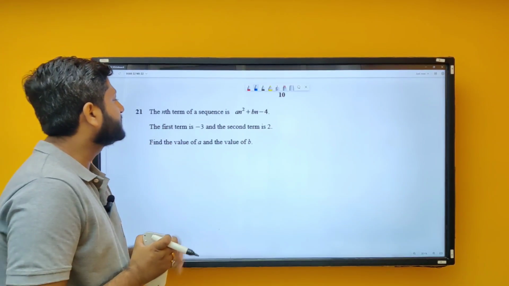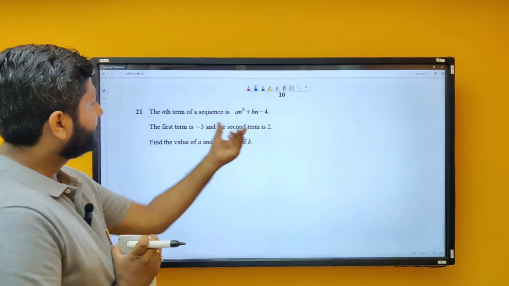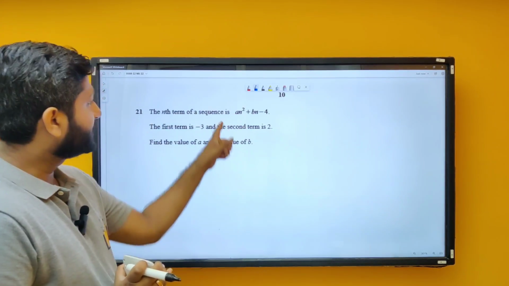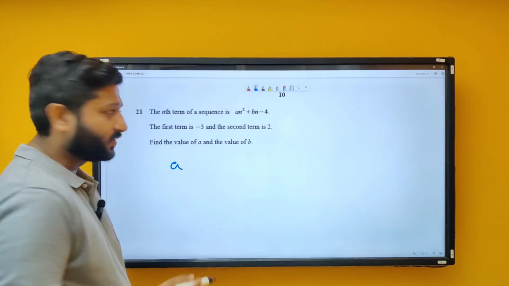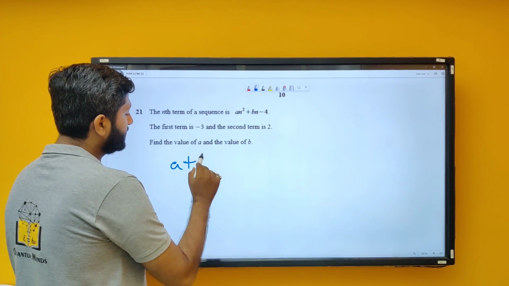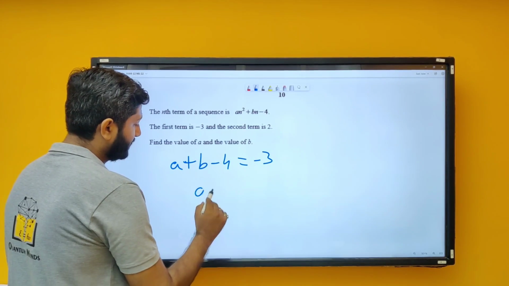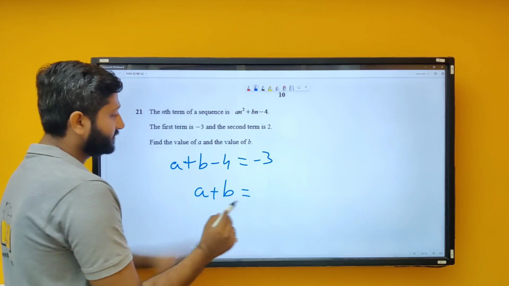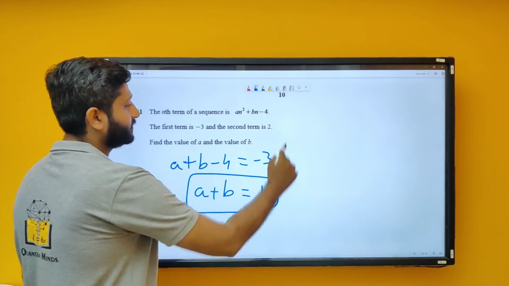Next, the nth term of a sequence is an square plus bn minus 4. The first term is minus 3 and the second term is 2. Find the values of a and b. Okay, so the first term is minus 3. So let me substitute n as 1. So I have a times 1 square, which is a, plus b minus 4 equals minus 3. So from here I can say a plus b is equal to minus 3 plus 4, which is 1. This is my first equation.